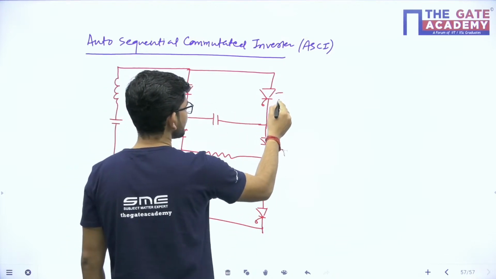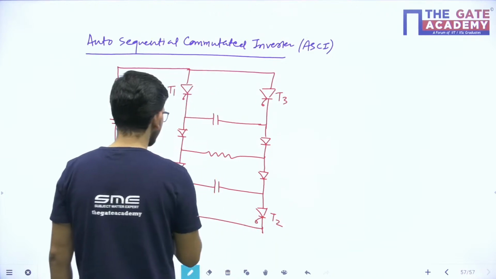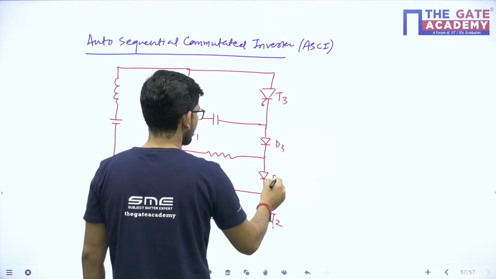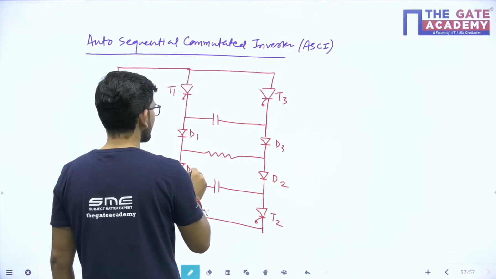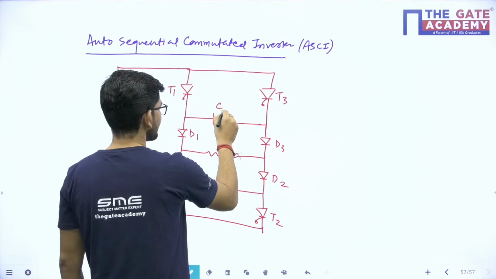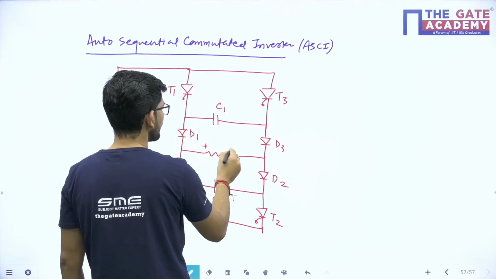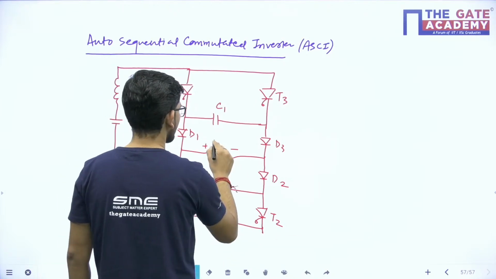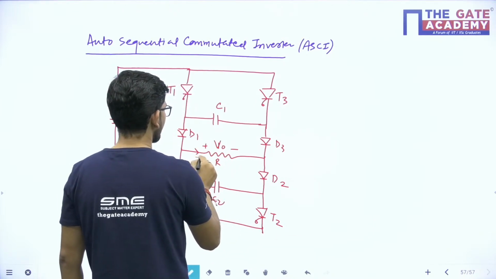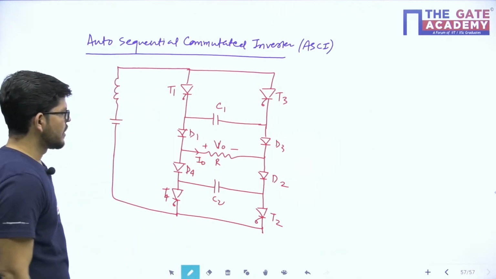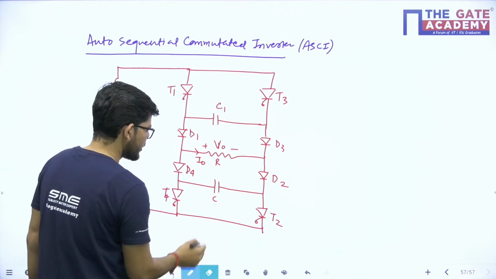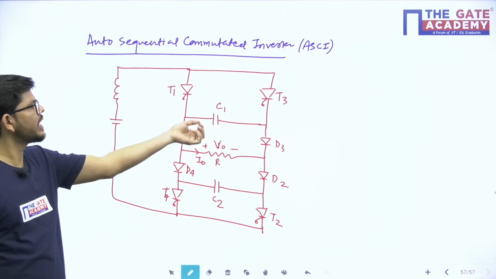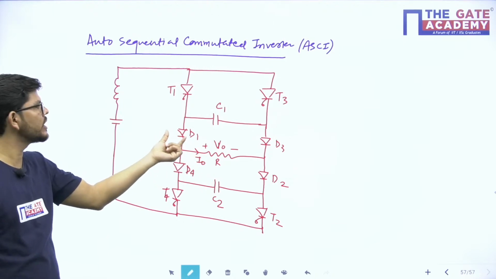So this is T1, this is T3, this is T2 and this is T4. We will be using these diodes, which will remove this particular problem. This is C1, this is C2 and this is my load R. So by using the auto sequential commutated inverter, I remove the problem of the capacitor discharging directly across the load. We will use a diode in between.